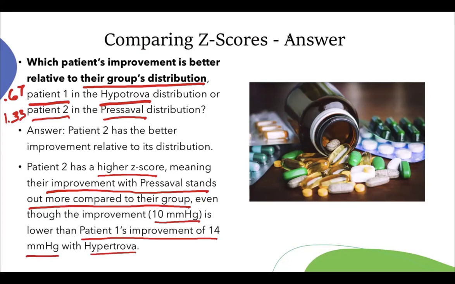So when we compare the numbers 10 and 14, we do have a difference in improvement, but that's not what this question is asking us. It's asking us to look at our z-scores and determine which patient's improvement is better relative to their group's distribution. So you're not looking at patient compared to the other patient. You're looking at how the patient fared relative to the rest of the patients in their group. And that's how we answer this question, by comparing z-scores and choosing the higher of the two z-scores.